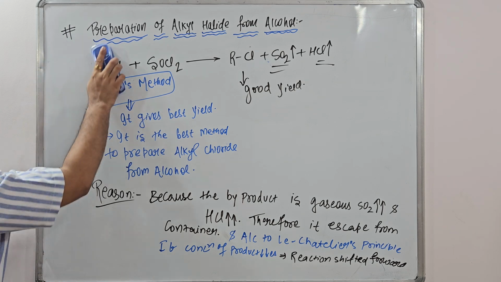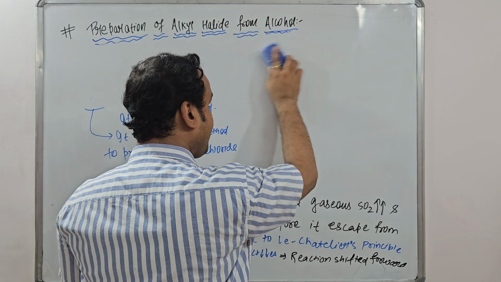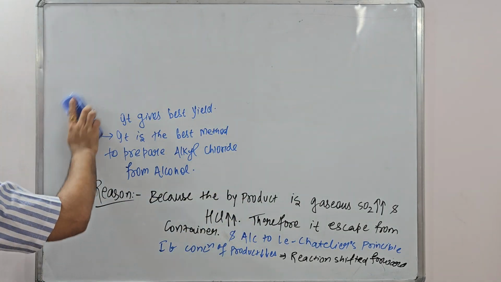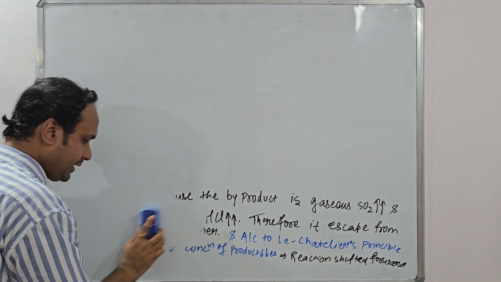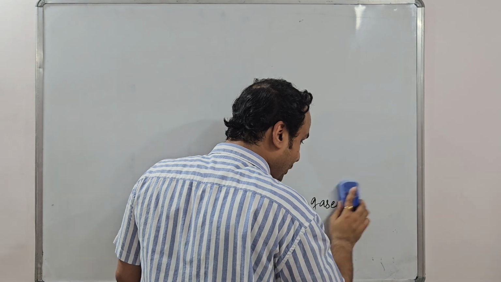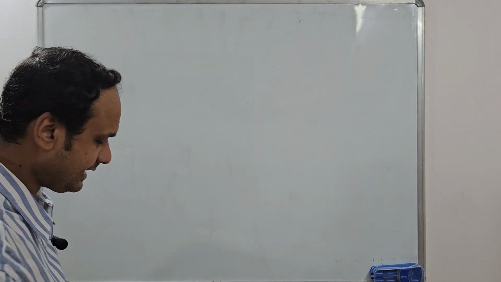Okay. Now the next method for the preparation of alkyl halide from alcohol is known as Lucas reagent, and in that some important points you have to learn. So I'm just going to write everything. Whenever anything important is needed, I will write it over there. If nothing, then learn the reaction as it is.